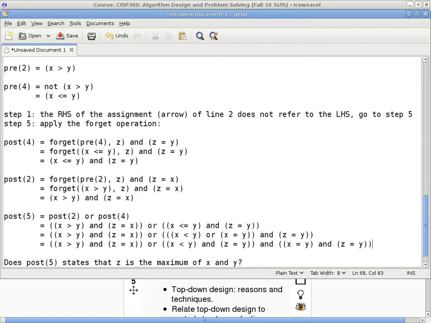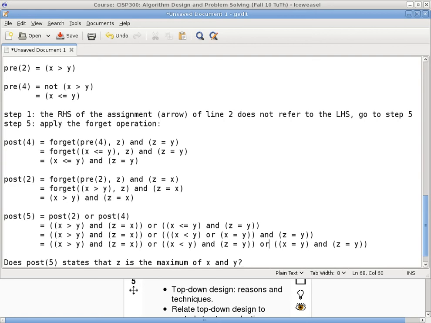That second last "and" is supposed to be an "or". Oh, it is supposed to be an "or". Thank you. Good catch. Okay, so are we okay so far?